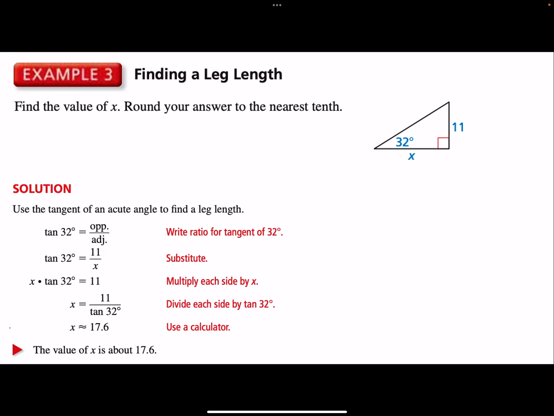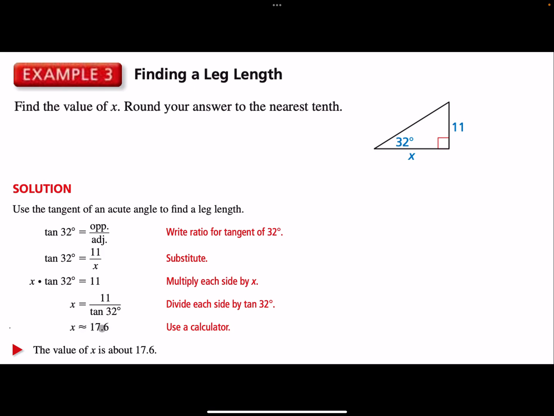I can multiply both sides by x. I get x times tangent of 32 equals 11, and then divide both sides by tangent of 32 to move it from the left side to the right side, so x is by itself, because remember, we always want to isolate our variable. So we get x equals 11 over tangent of 32.